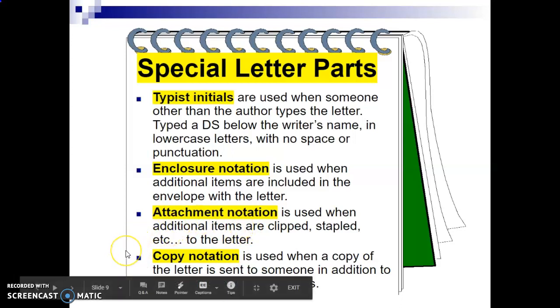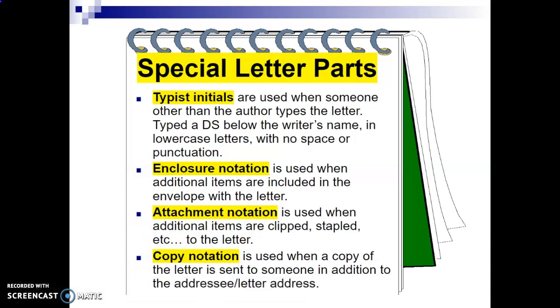And then the copy notation, this is used when a copy of the letter is sent to someone else as well as to the person it was originally sent to. So for example, if the principal sent a letter to their teachers, and there were a copy notation at the bottom of the letter indicating that the letter was also copied to the parents, then that would show the teacher, who is the original recipient, that the letter was also sent to the parents as well.